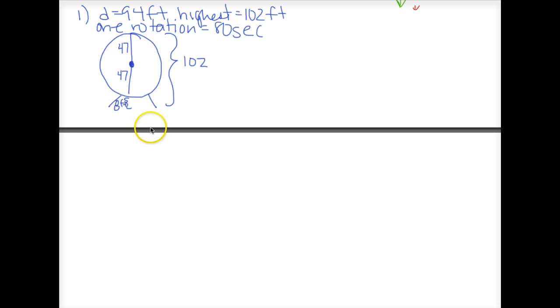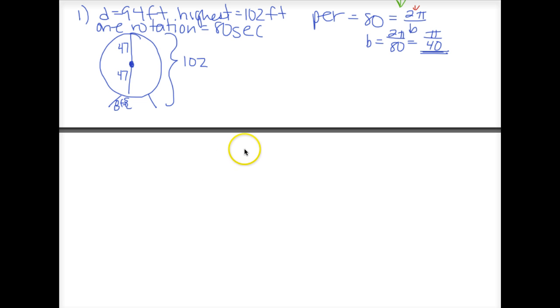So if we do that, we also know that it makes 1 rotation every 80 seconds, which means that's its period. So if the period equals 80 seconds, that means 80 equals 2 pi over b. If you solve for b, b equals 2 pi divided by 80, which is pi over 40. So this is your value of b.